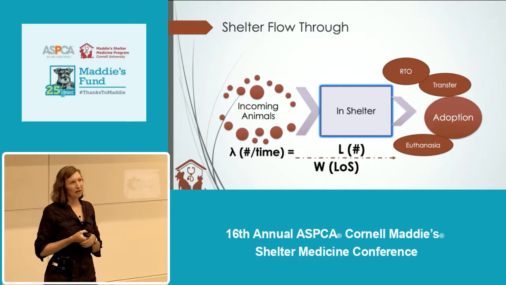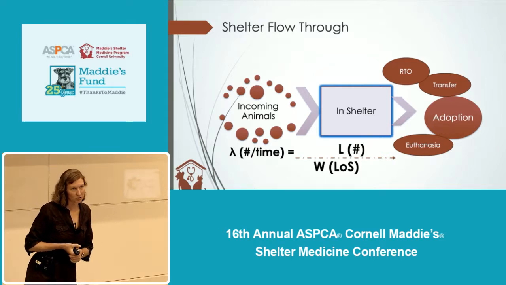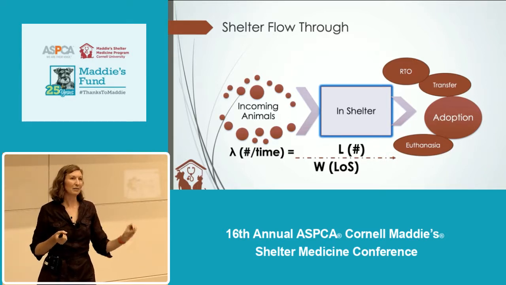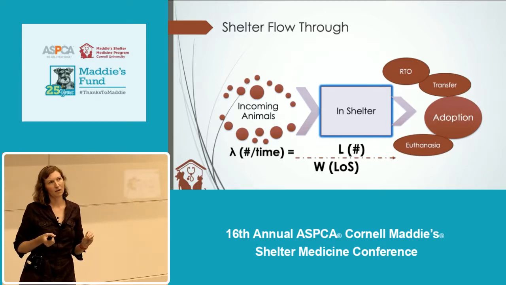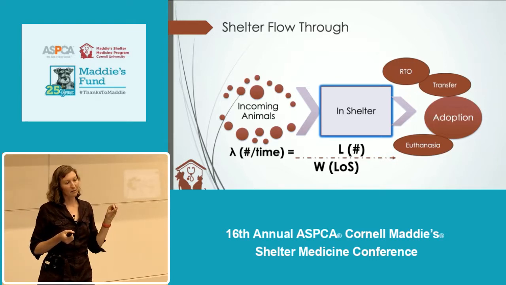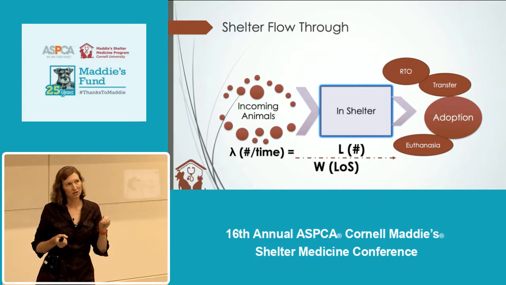And then we've got L, which is the number of animals in your shelter. And you can see how this is looking more like an equation, right? So lambda is equal to L over W. The number of animals that come in over time impacts the number of animals that are in your shelter by way of the length of stay.